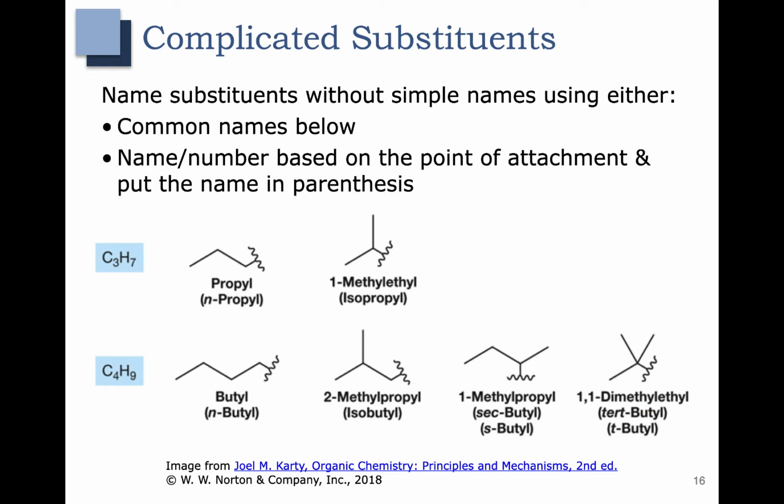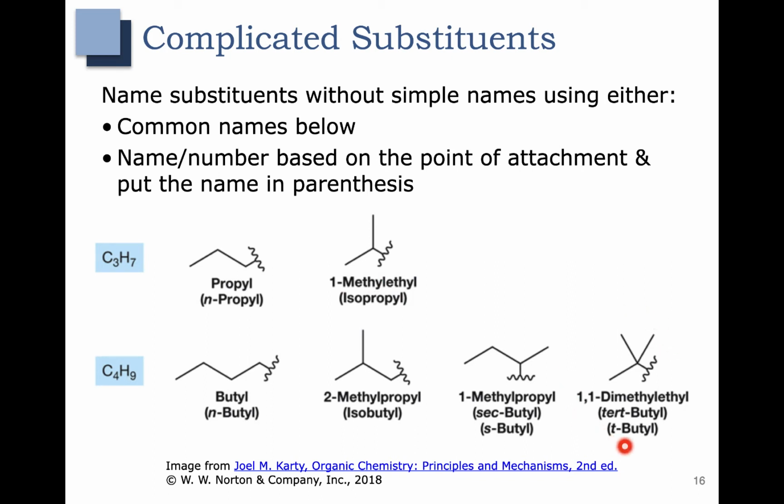The simple name, for example, for a 3-carbon chain would be propyl, but if it's connected to the middle carbon of a 3-carbon chain, we can't use propyl to describe it anymore. So we have to come up with another way to name it. There are two ways to approach this. You can name and number these more complicated substituents based on the point of attachment and put that in parentheses, and I'll show you how to do that. Or you can use the common name that's shown here.